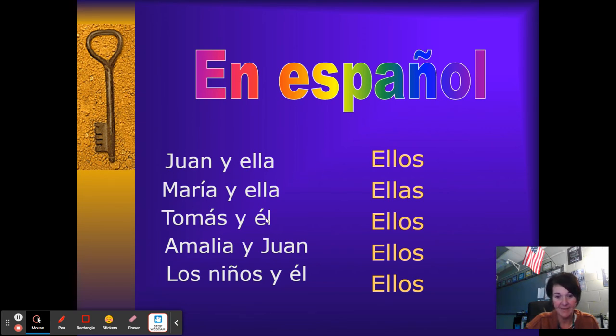I have a guy and another guy, a girl and a guy, but since there's a guy, masculine, and los niños, that could be a mixed group. It could be little boys and little girls, but we have él, which is definitely masculine, so that's why it's ellos. This one is the only one that is ellas because both Maria and ella are feminine.